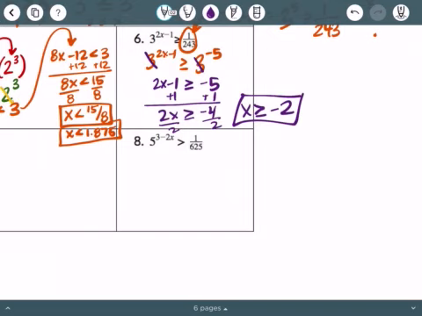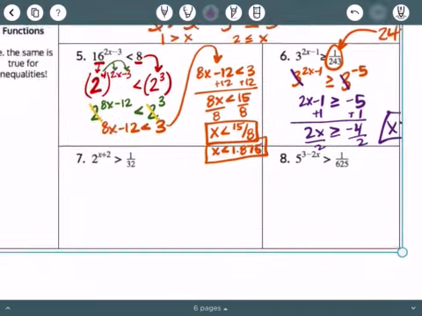Finally, we have our last couple of problems here. I can't see number 7. Come back. There we go.